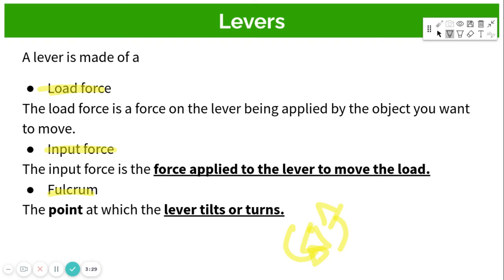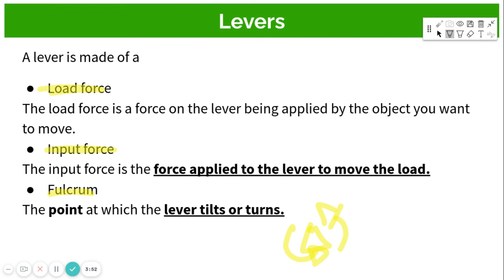So then the input force. The input force is the force applied to the lever to move the load. So a lever, what it's supposed to do is you're supposed to apply force to it to move something else. Input force is the force you have to apply to it. It's you pushing, or the heavy weight you put on it to make something else move. That's what the input force is. It's what you are putting in. So that's the input force.